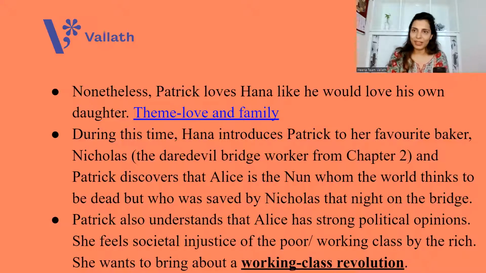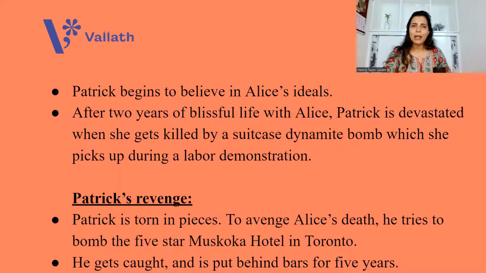Patrick is okay with it, okay? And actually, Alice and Patrick are in love with each other. They have a child, Hannah, also. Patrick understands that Alice has strong political opinions. She feels societal injustice of the poor or the working class by the rich. So she wants to bring about a working class revolution. Yes, Patrick also begins to believe in Alice's ideals. Just like Cato, even Patrick will want to start a union and demand the rights for the working class.